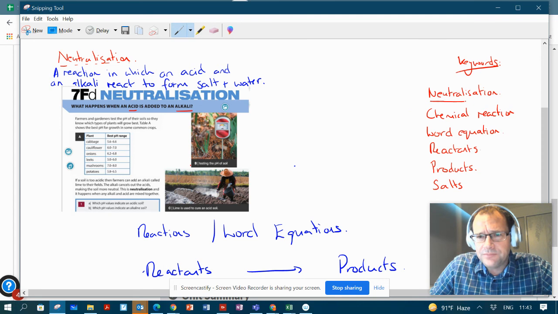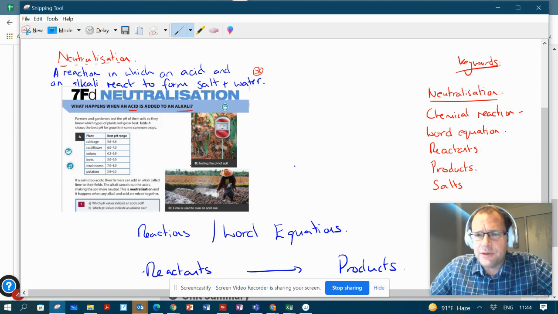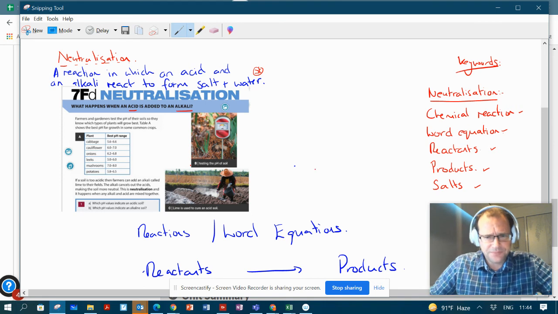So first of all, here's the definition for this term neutralisation. I want you to write down in your books, okay? And then I want you to find all of these key terms and definitions from the sheets that I've provided you on your lesson, okay? It's important we have the meanings of those as well.